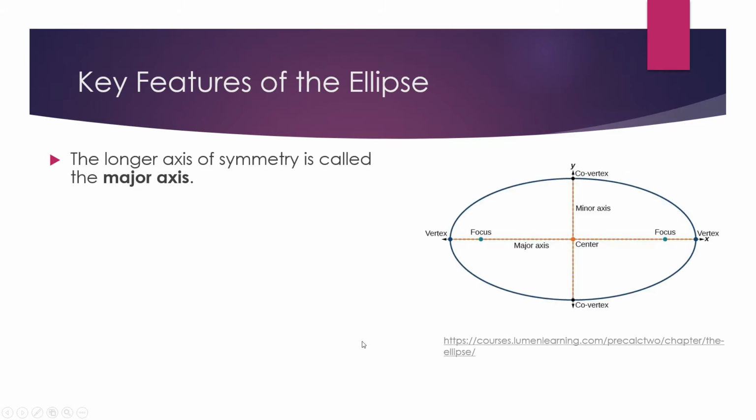Some key features of the ellipse. The longer axis of symmetry, in this case this horizontal one, is called the major axis. So from here to here is the major axis. The shorter axis of symmetry is the minor axis. So from right here to right here is the minor axis.